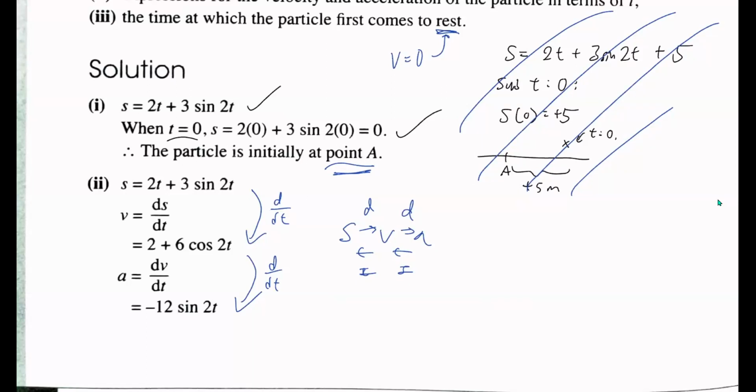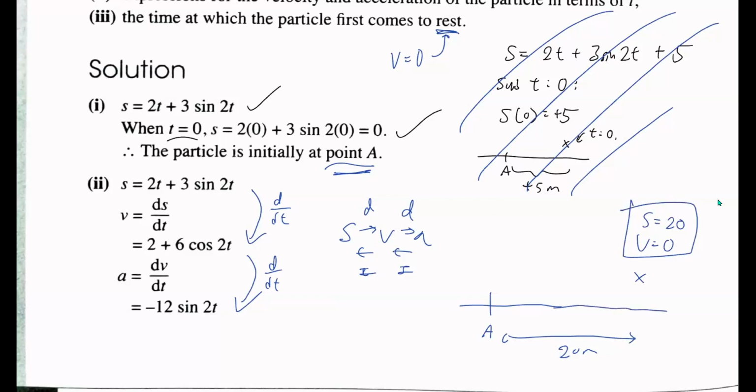S may not be 0. You may be far away, but you stop moving. Like this is point A, but you're far away over here, like 20 meters away, but your V equals 0. Your S equals 20. So it's not S equals 0, it's V equals 0. The particle could be like this, and then it turns around, and it goes this way.